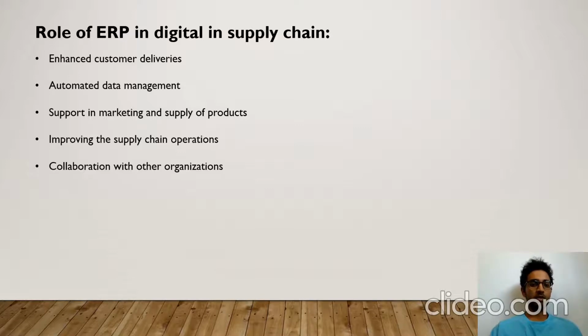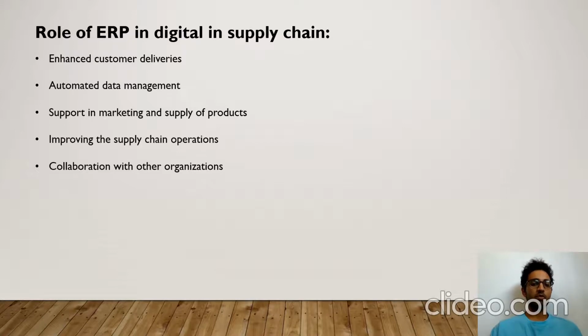The second point is that ERP helps in automated data management. The organization invests in ERP systems to help develop several processes, maintain the supply chain operations, and evaluate methods of moving the products to the customers. ERP also supports marketing and supply of products.